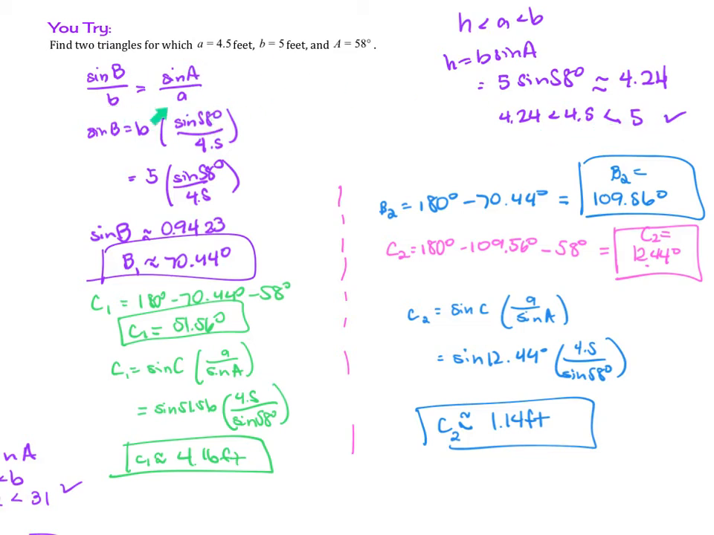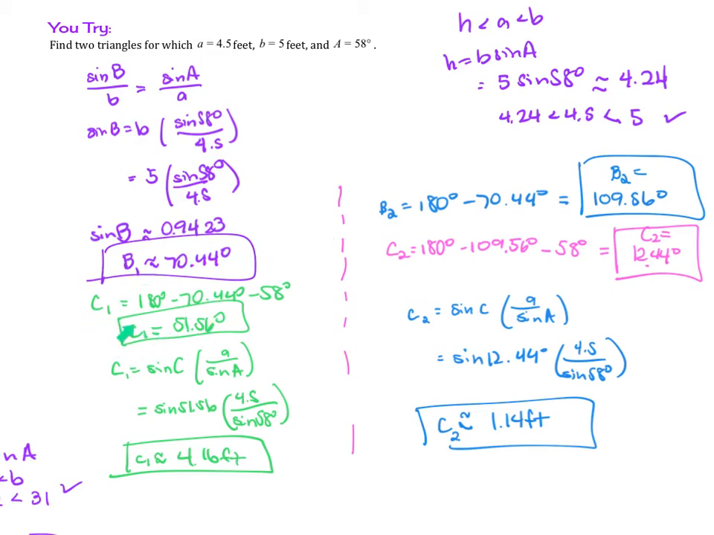So then I figured out angle B, so I did sine of B over B equals sine of A over A, and I found that sine of B equals 0.9423, or angle B is 70.44 degrees. Now because I know that there are two angles that B could be, then I take 180 degrees minus that 70.44 degrees that I found, and so we find that B2 could also be 109.56 degrees, so that's the other triangle. So this is the acute and this is the obtuse.